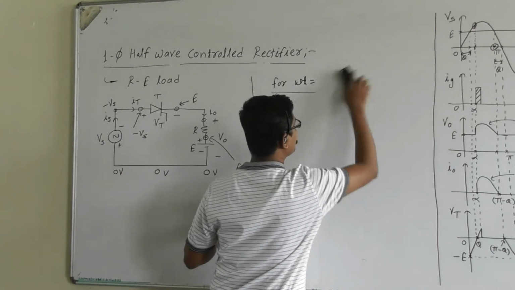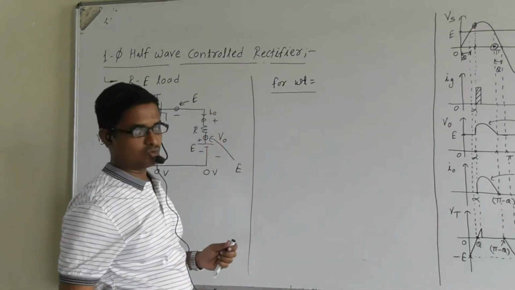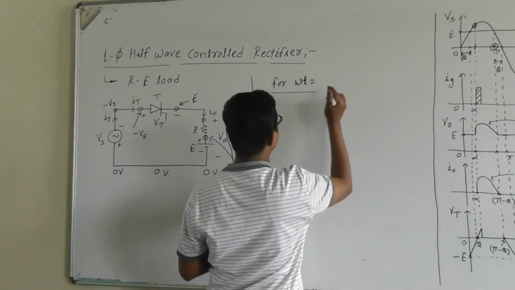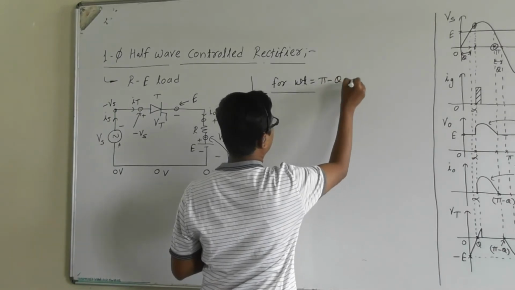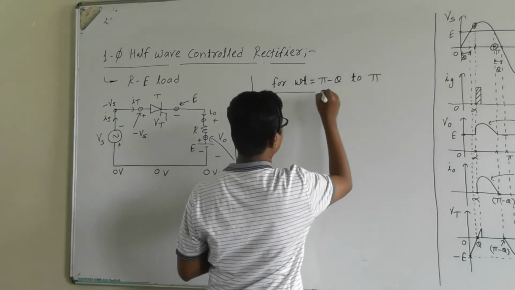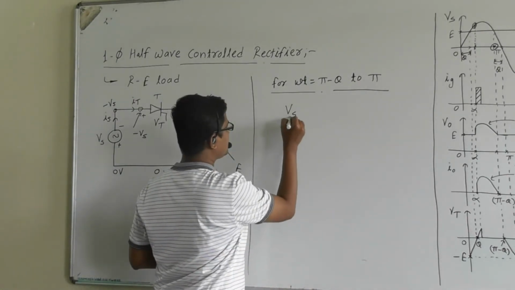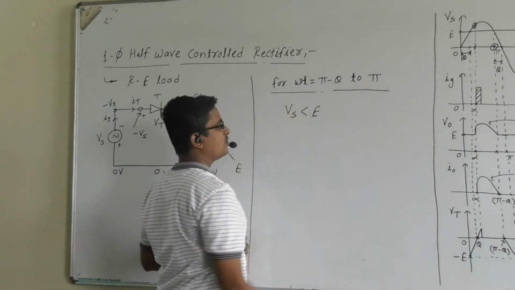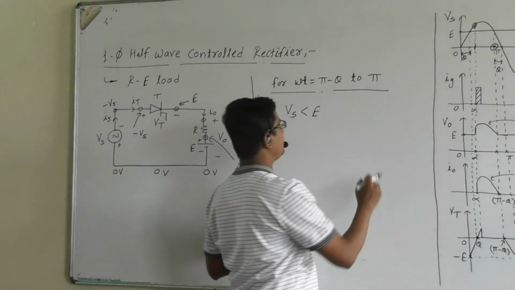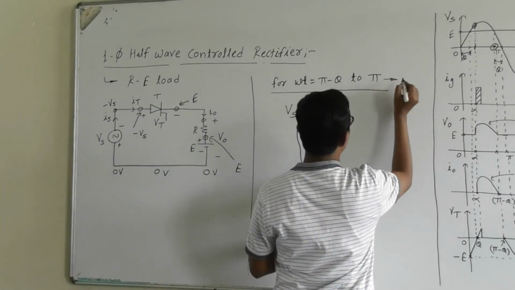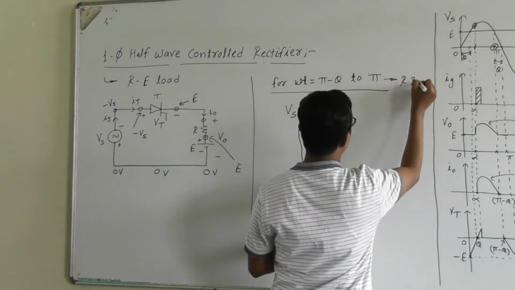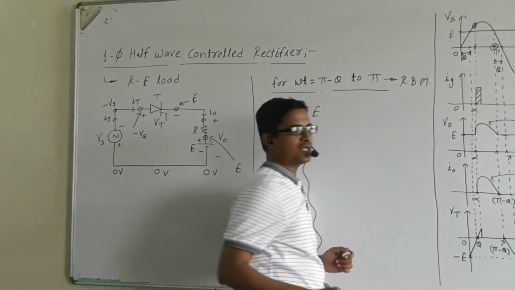Omega t is equal to pi minus theta to pi. From pi minus theta to pi, what is Vs? Vs is less than E, right? Vs less than E means SL will be in the forward or reverse bias mode. It is a reverse bias mode, so it is a reverse blocking mode, right?